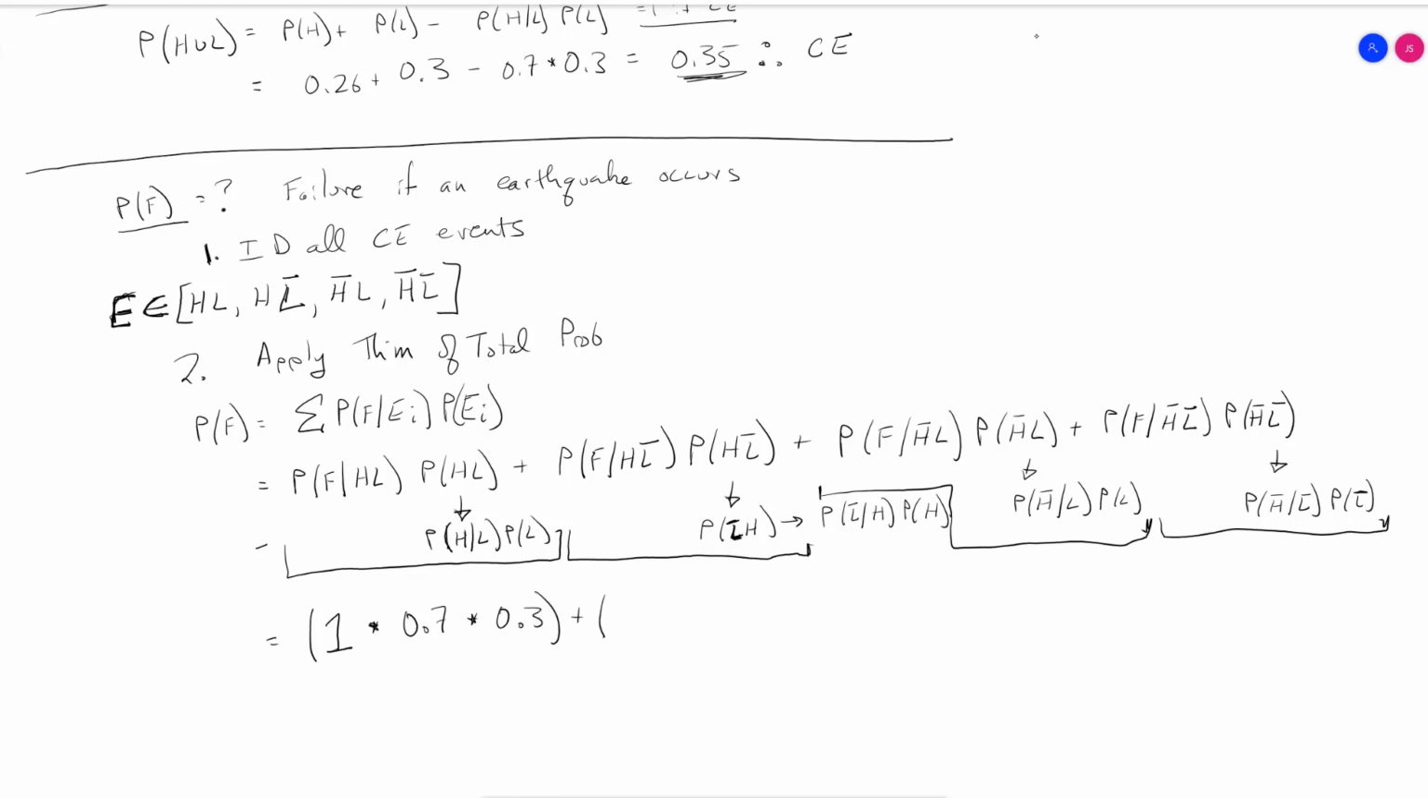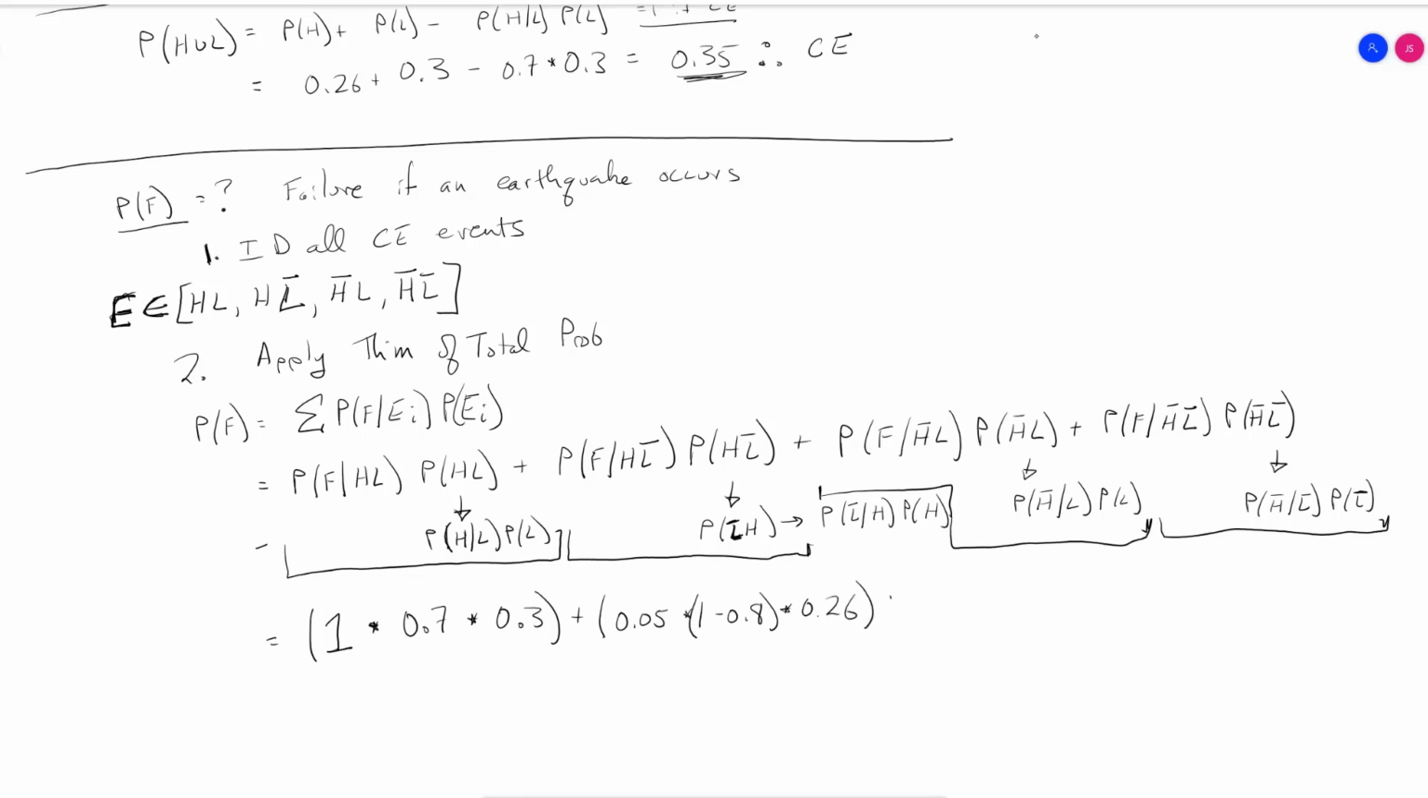Plus the next set of terms here. This was given as well. So this was 0.05. I had to find that earlier in the problem. And then I switched this around so that we could write it this way. So the probability of not L given H was the complement, and that is equal to 1 minus 0.8, or 0.2. And then the probability of H, we solved for that. That was 0.26.